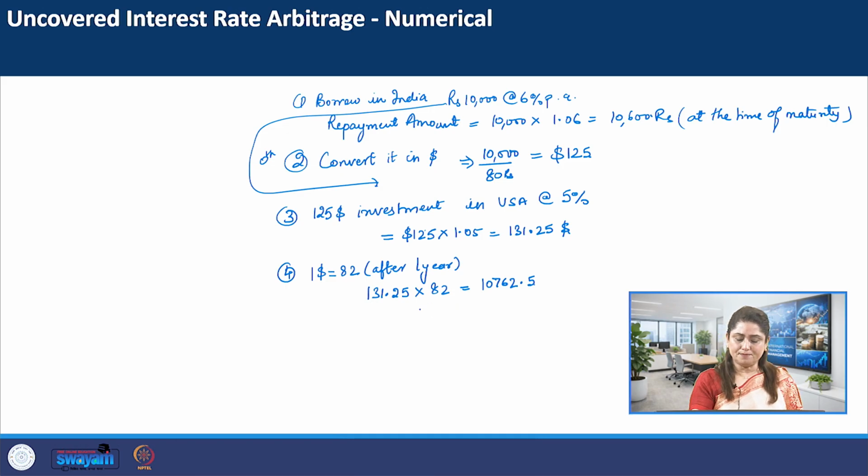Now how much we have to pay for the repayment of the loan? To repay our loan, the amount required is 10,600. So here if we see, we have made a profit of 162.50 rupees by exploiting the spot rate differential, because this was more advantageous for us than the interest rate differential.